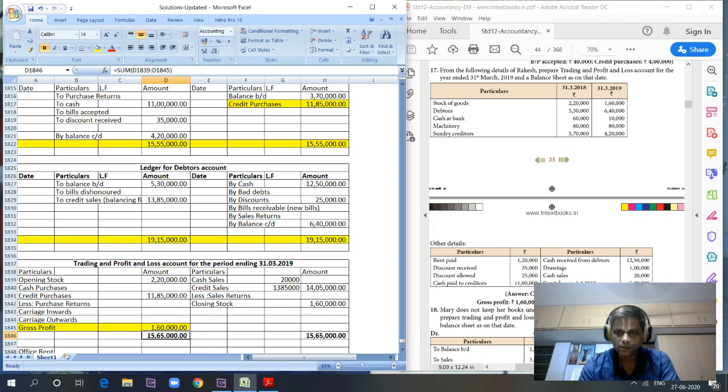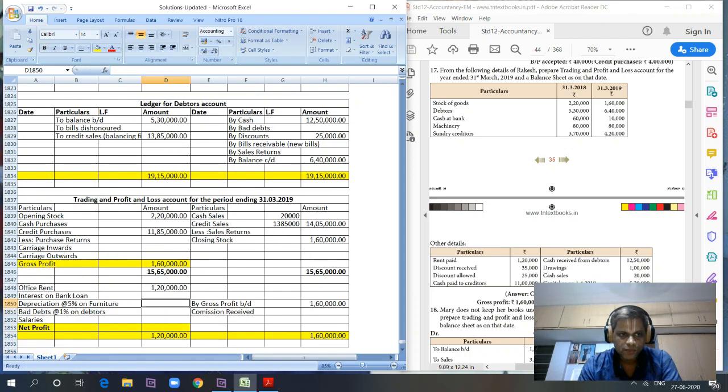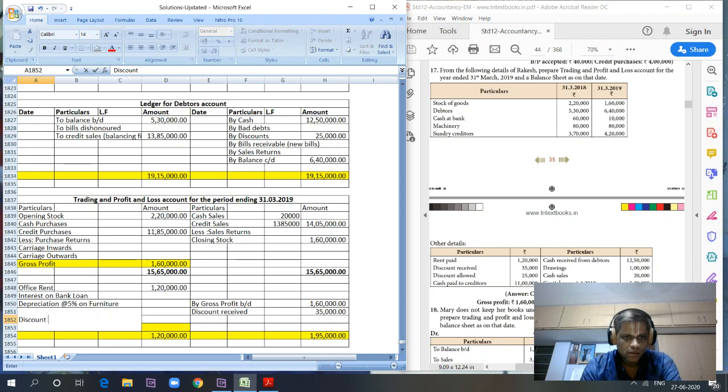Then let's identify what is the net profit. Gross profit is equal to 1 lakh 60,000. Net profit is equal to, what are all the, we have rent paid. Yes, rent paid is 1 lakh 20,000. And we have discount received, which is 35,000. We have discount allowed, which is 25,000.